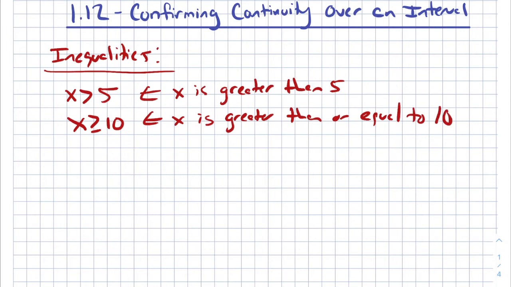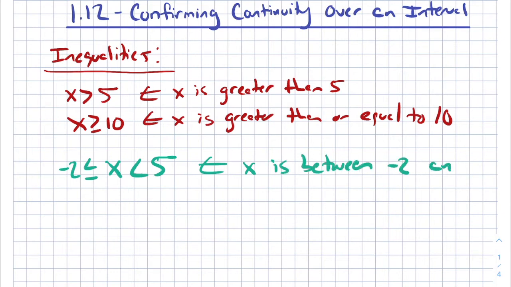Inequalities are great for talking about things that are less than or greater than, or even compound inequalities, where we might say that x is between two numbers. For example, we might have -2 is less than or equal to x, which is less than 5. So this is saying that x is between -2 and 5, but notice it is also equal to -2. So inequalities are super useful.